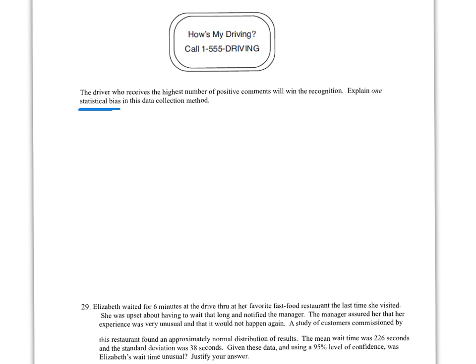But again, I'm just going to kind of verbalize it because to write it is just annoying. But one statistical bias, again, is people are being cautious when they drive. And they're not going to call while they're driving because it's dangerous. And they're certainly not going to memorize the phone number and then pull over to the side of the road and call the number. Or some people are just lazy and don't want to take the time to call. Those are just two possible options. I'm sure you can come up with a few more.